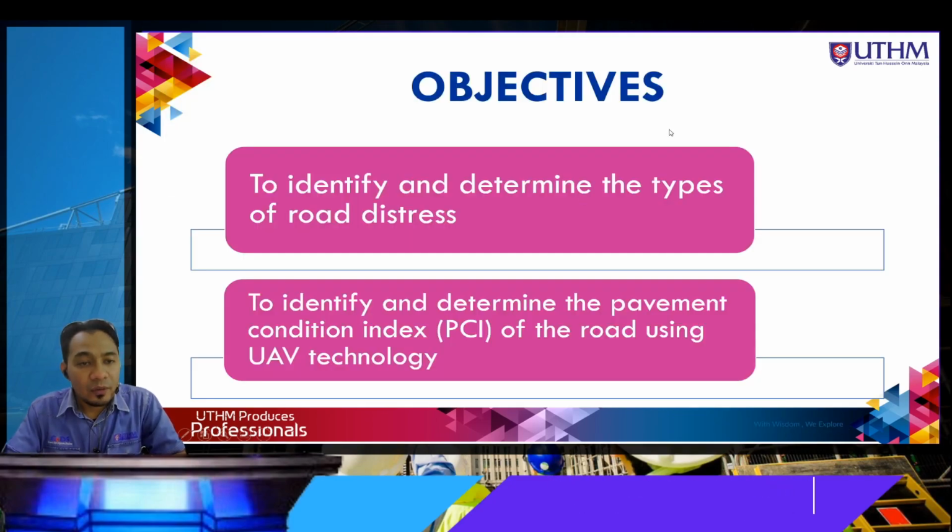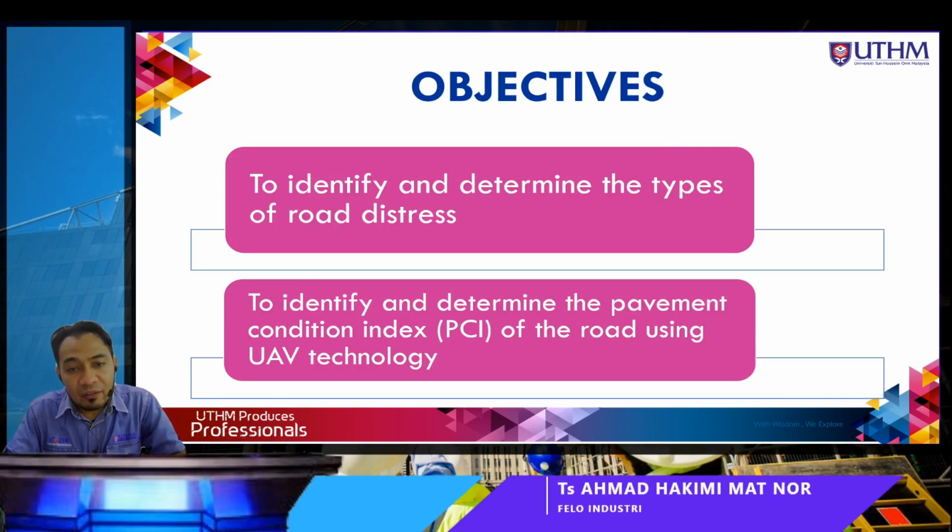This is the objective of the studies. First, to determine and identify the type of road distress, and second, to identify and determine the pavement condition index, PCI, of the road using UAV technology.